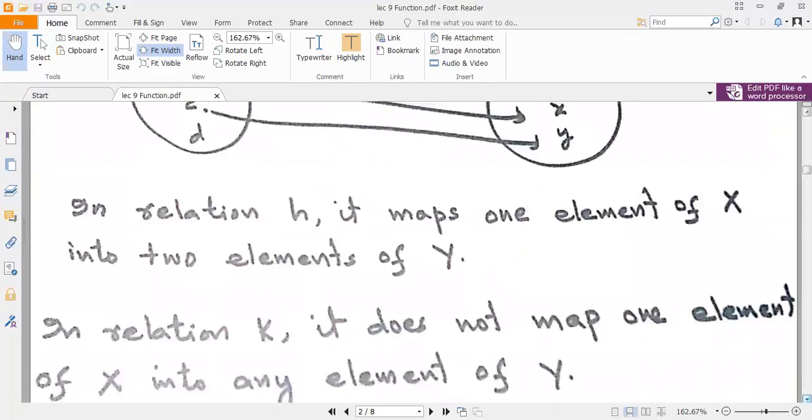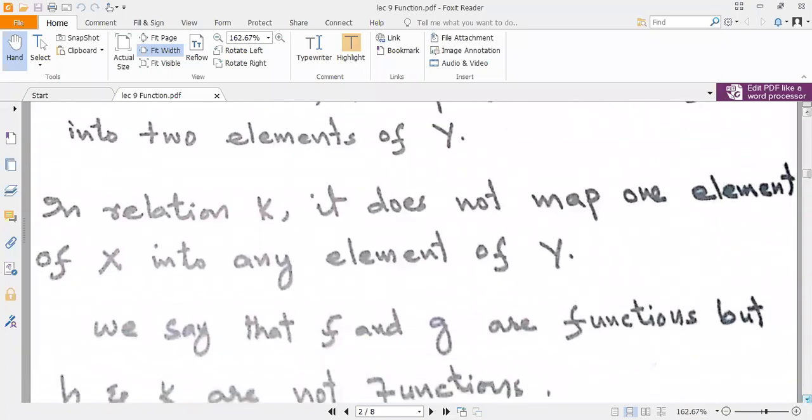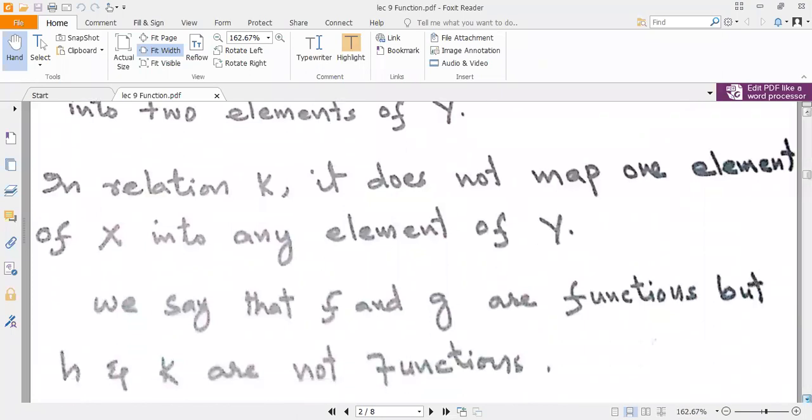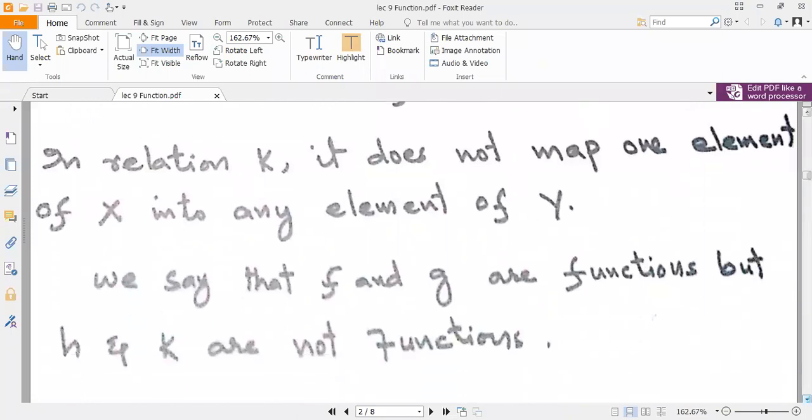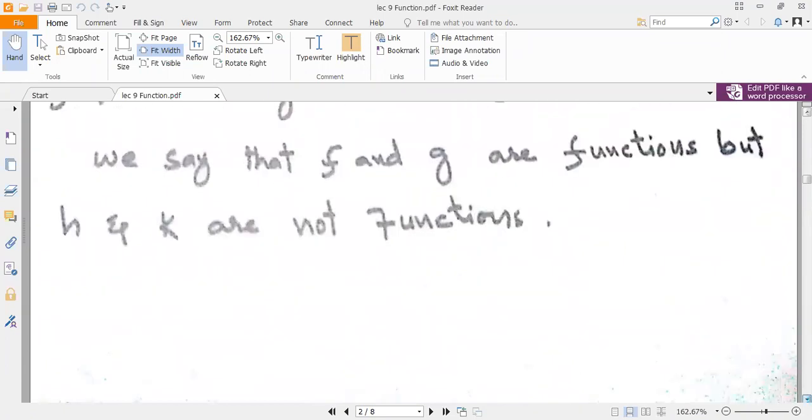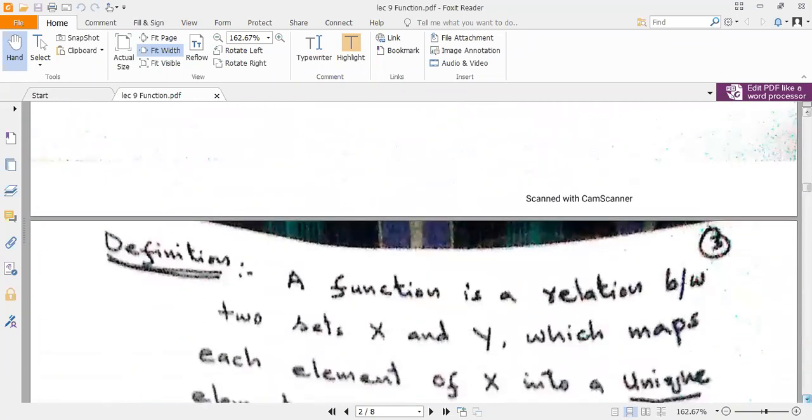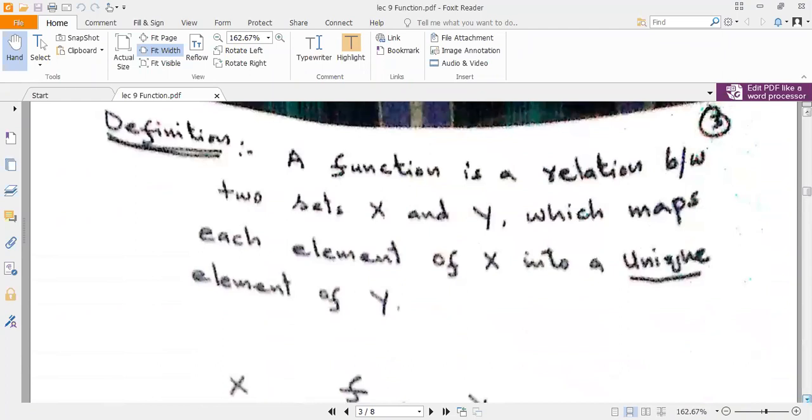And see here, in relation H, it maps one element of X into 2 elements of Y, just like B. Again, in relation K, it does not map one element of X into any element of Y, that is the last element. Then we say that F and G are functions, but H and K are not functions. These are only relations. Now we come to the formal definition of the function.